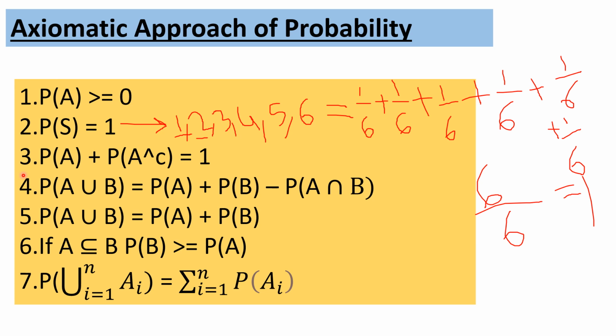And now the third axiom is: the probability of event A plus the probability of A complement is equal to 1. This is nothing but the complementary event. I have explained it in the previous video. Here, if you add the probability of event A with A complement, meaning the occurrence of some event other than A, if you add the probability of happening of an event and the probability of not happening of an event, it should always be equal to 1. This is the complementary event.